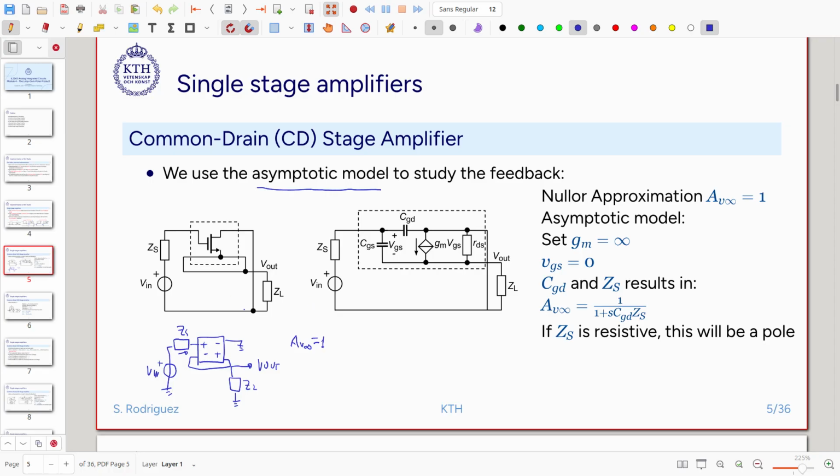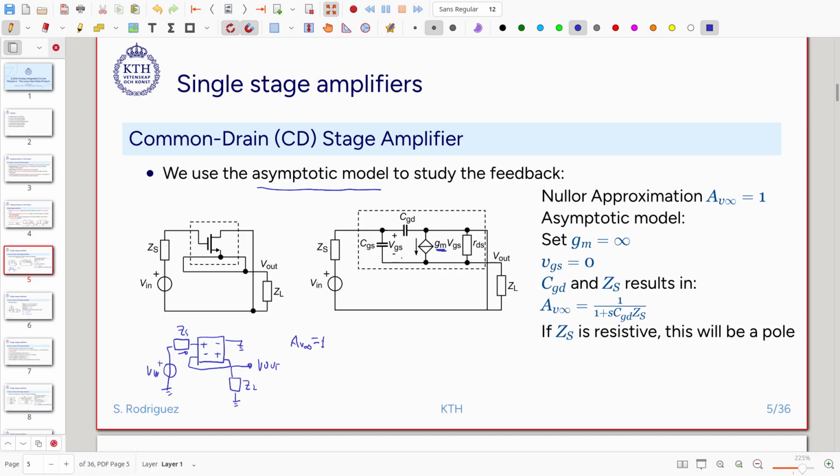Now let's move forward, and let's see what happens if I replace the nullor with a transistor, and we have the small signal model for our transistor here. And let's start analyzing this circuit. Now, for the asymptotic model without a nullor approximation, if we consider only that the amplification comes from the transistor itself, we let our transconductance, that is the amplification parameter, go to infinite. Okay, we let this one go to infinite, and let's see what happens.